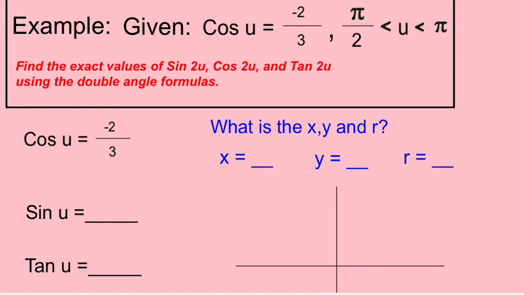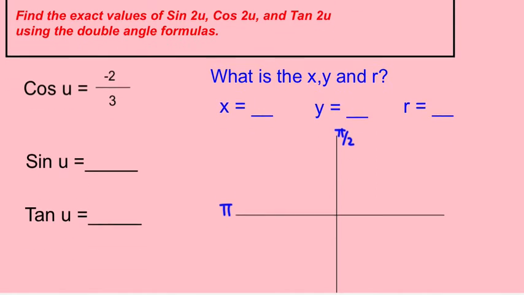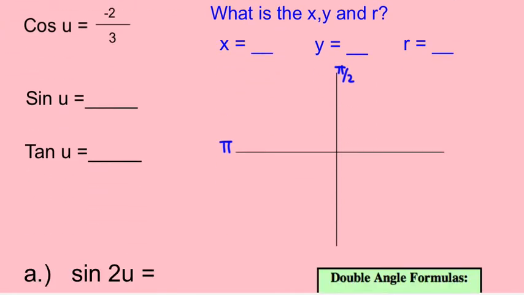So we know our angle falls between pi over 2 and pi. And we give you that the cosine of u is -2/3. So here's our angle. It falls in the second quadrant. So that's our original theta. We're going to go ahead and identify there's a point somewhere out here, x and y, and then a radius here. I'm going to go ahead and drop a right triangle down.